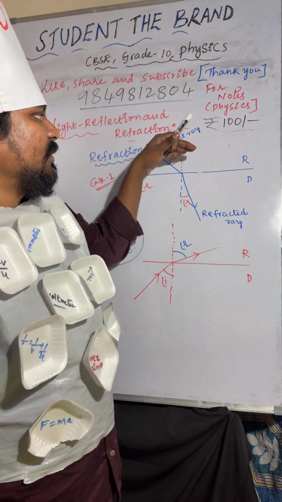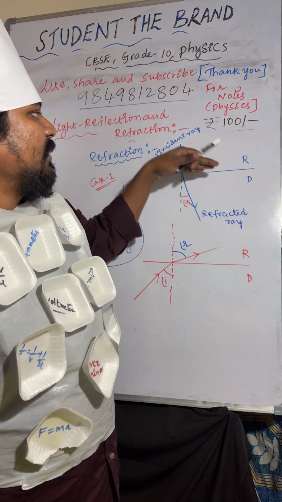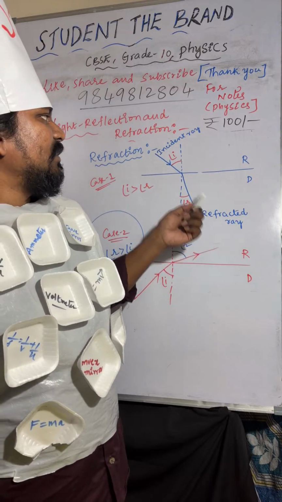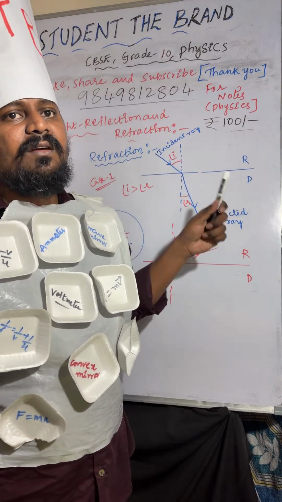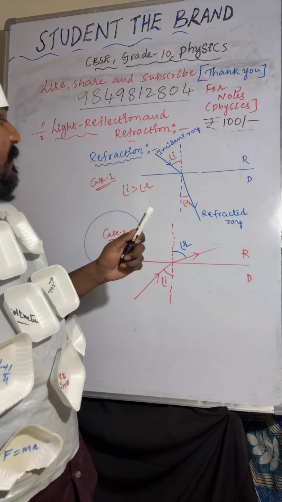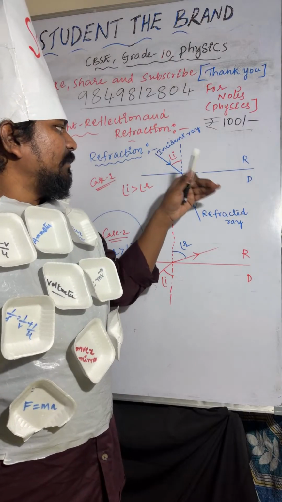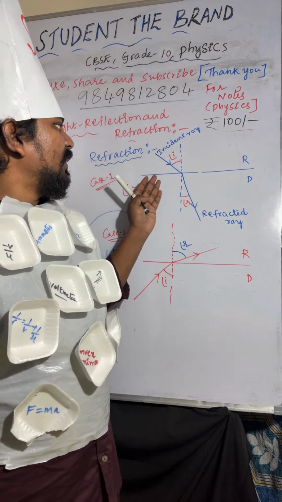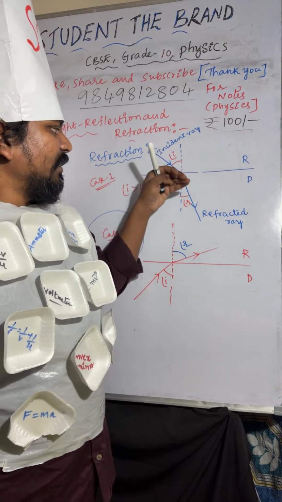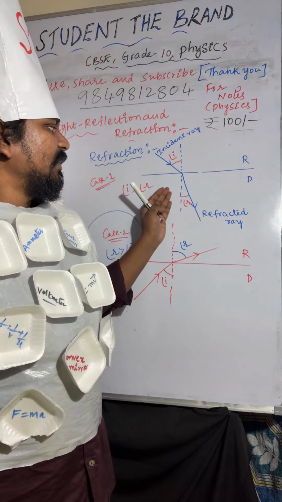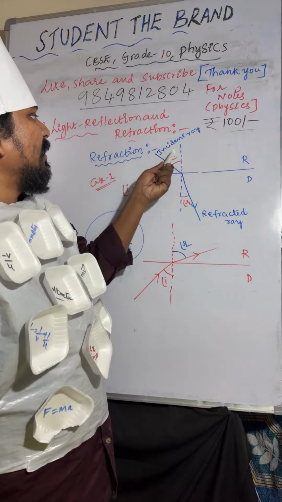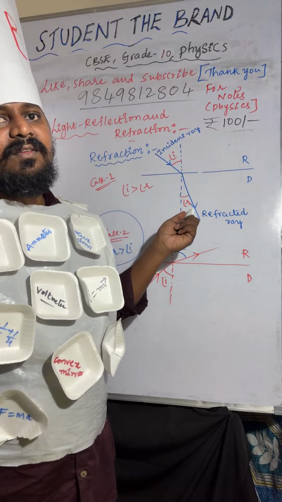Here you can observe a rarer medium and a denser medium. When the light ray moves from rarer to denser, it bends towards the normal line. This is the incident ray and the refracted ray. The angle between the incident ray and the normal line is the angle of incidence, and the angle between the refracted ray and the normal line is the angle of refraction. Since it bends towards the normal line, the refracted angle is less compared to the angle of incidence. So the angle of incidence is greater than the angle of refraction.